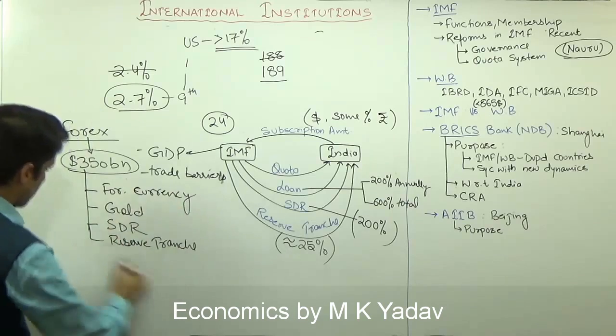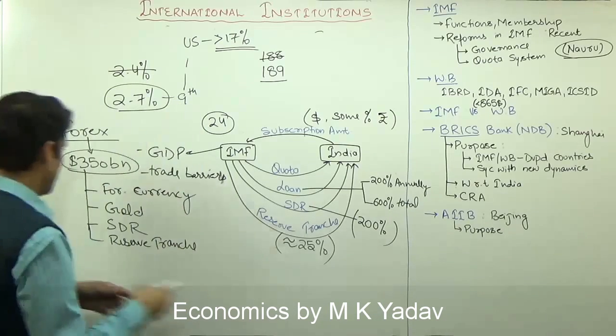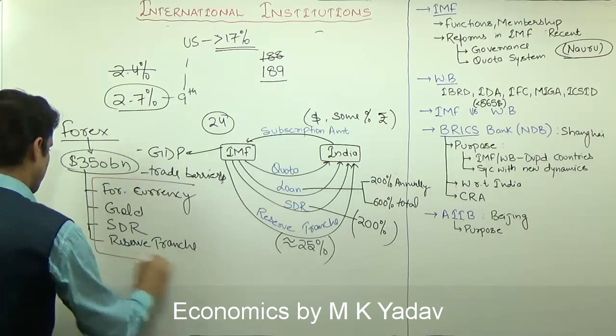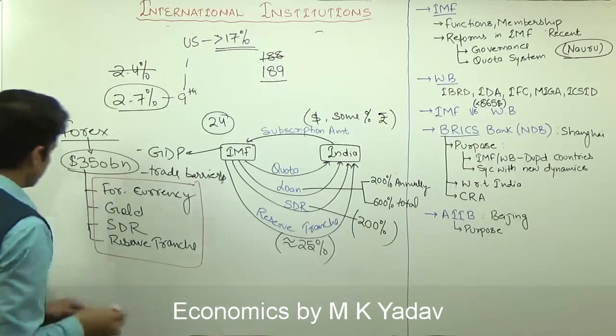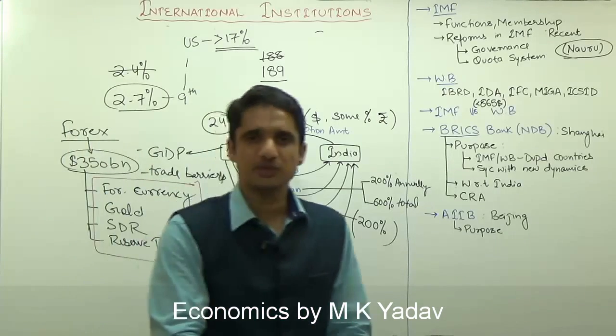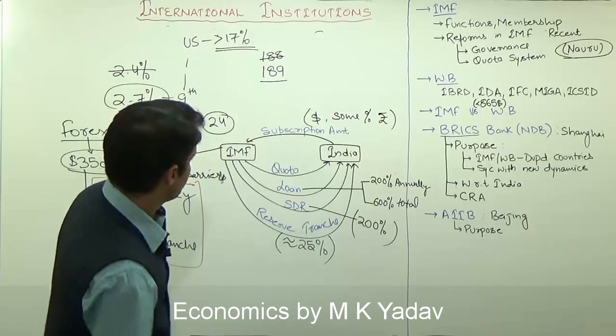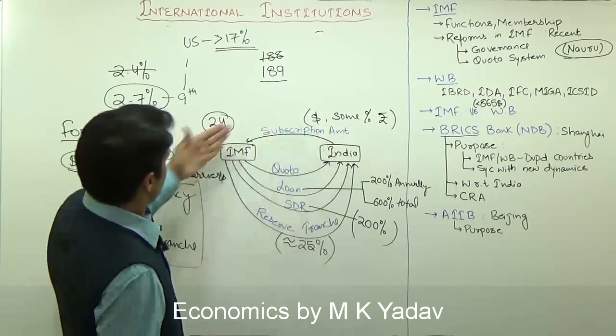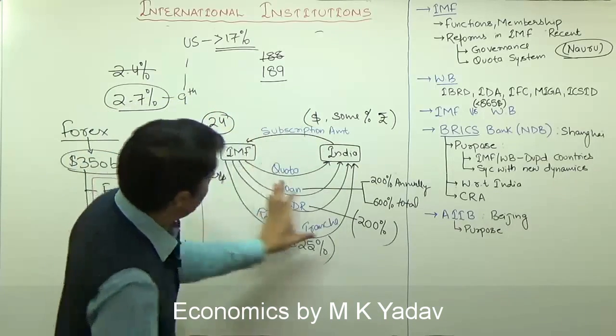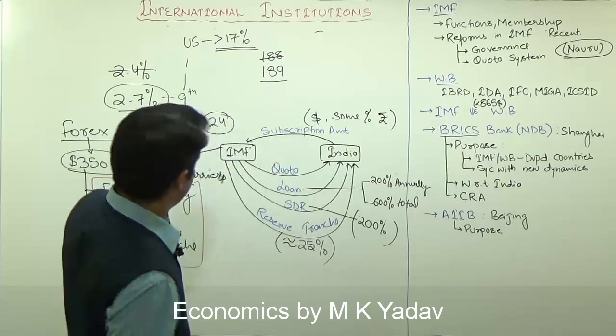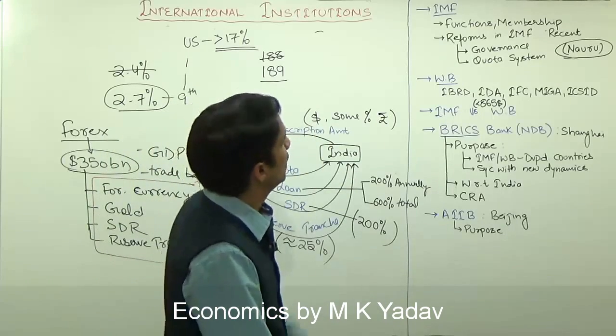So these four components are known as the forex. By adding these four things, we have a forex reserve of $350 billion. So this is how you can become a member of the IMF, and what four benefits you will get if you become a member of the IMF.